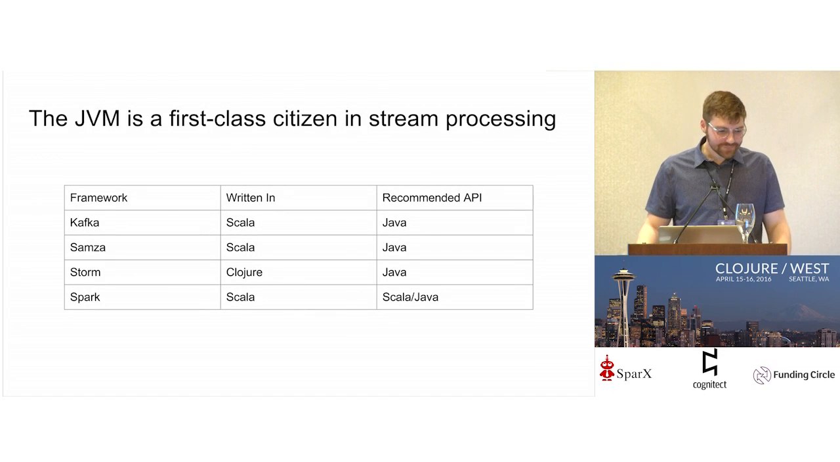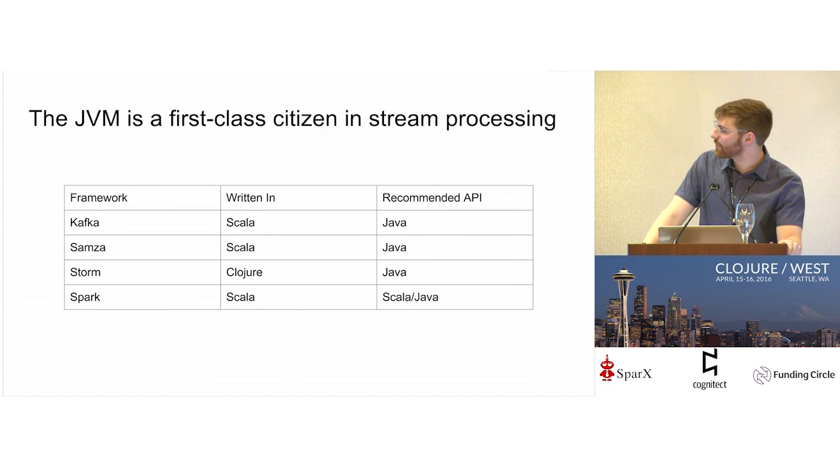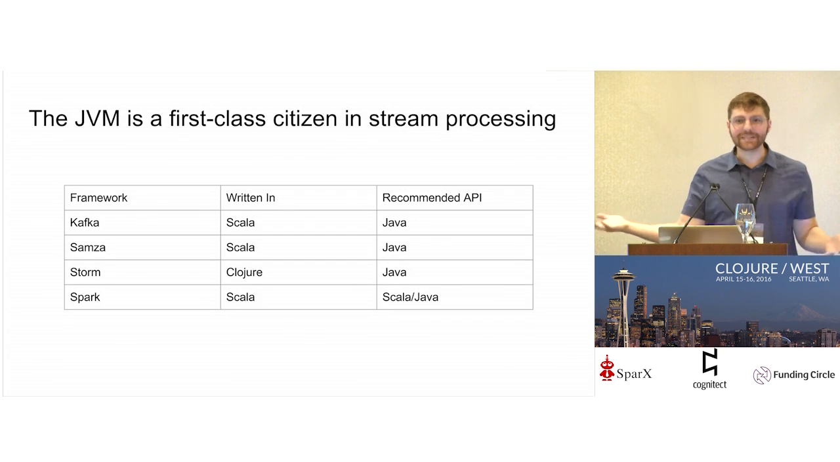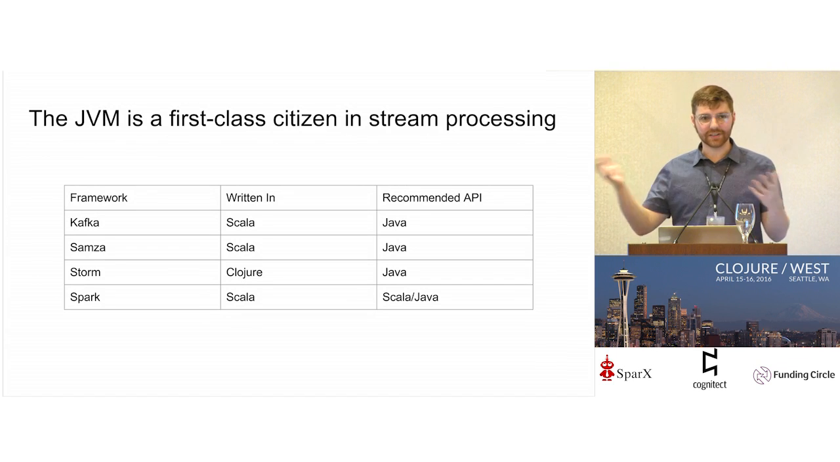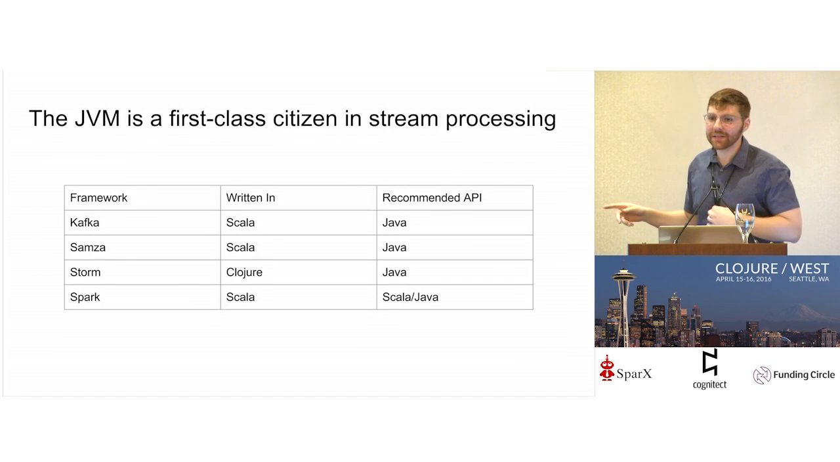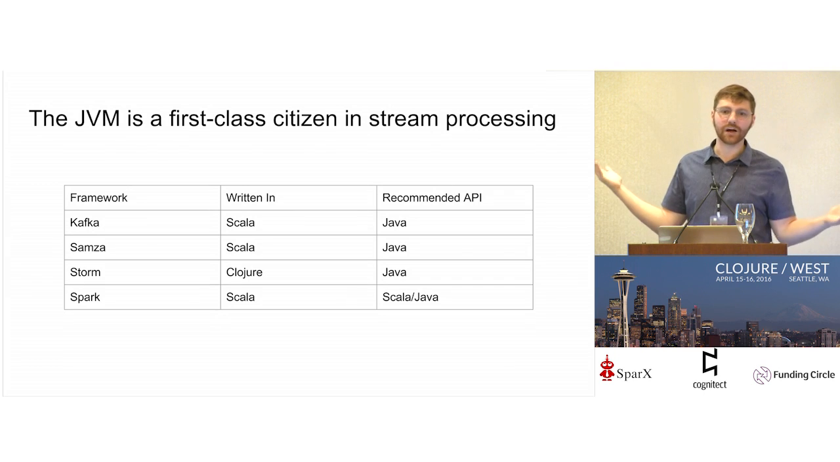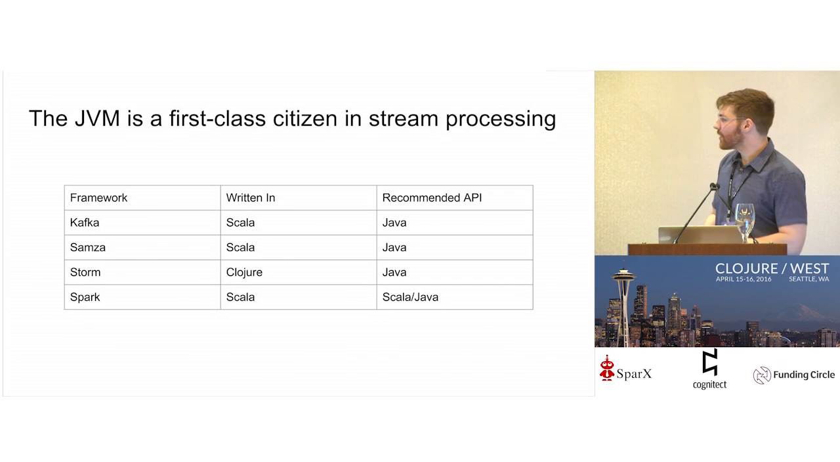And it's funny, because when you look at every one of these stream processing frameworks, they're written in Scala and Clojure. And when you look at their recommended APIs, they're all Java. And this is because they expect everyone to be using Java. It's an easy language. But what's nice about that is it means that if you want to be writing with Clojure, you're always going to be a first-class citizen, because you're just interfacing with Java. Java interop is fine. It's so easy. So this is great.